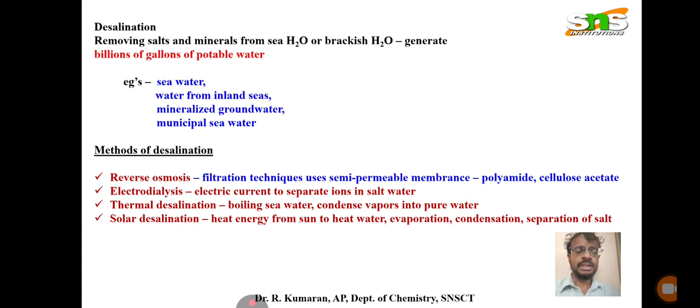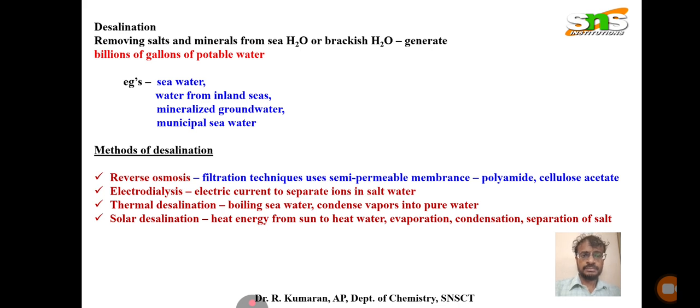Reverse osmosis is also one such technique to improve water quality by removing impurities, and we can use that water in day to day life. Desalination is removing salts and minerals from seawater or brackish water, which in turn generates billions of gallons of potable water. Examples: seawater, water from inland seas, mineralized groundwater, municipal wastewater.